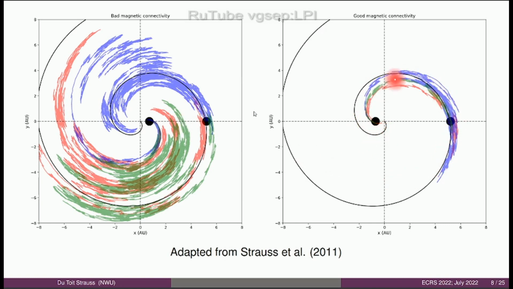reach this observer much easier by moving along the field, while if you need to reach the second observer, you need to decouple from the mean field and you have to propagate perpendicular to the field. That's a very slow process, so these particles spend a lot of time propagating. Not a lot of them reach the observer, and if they do, they reach the observer with a lot less energy, so you have lower intensities for bad magnetic connection and higher intensities for good magnetic connection.